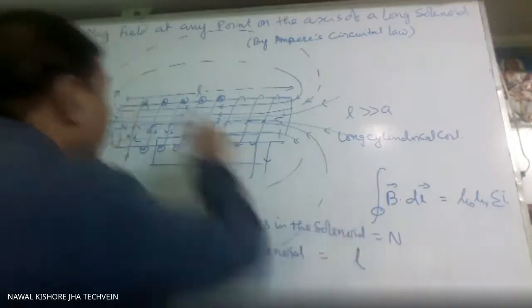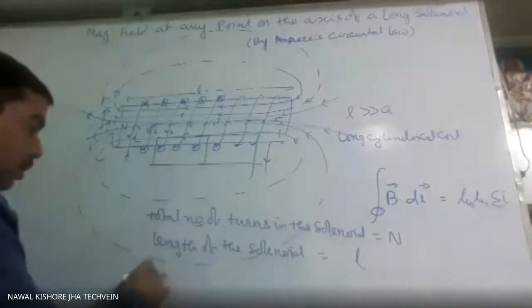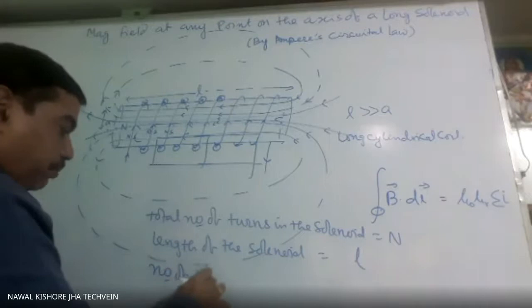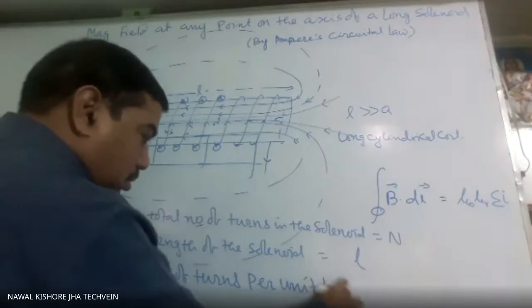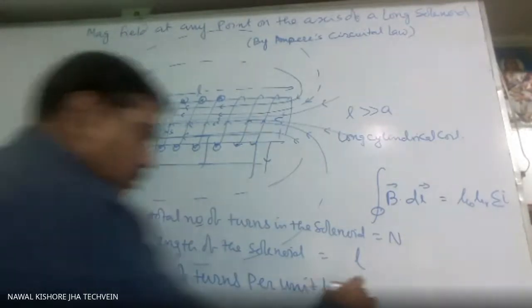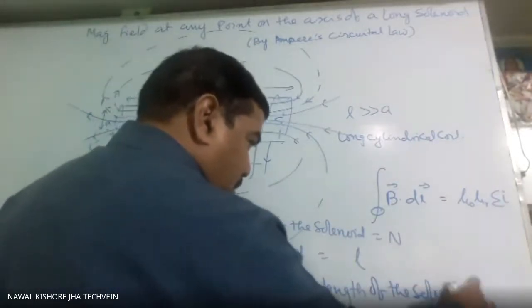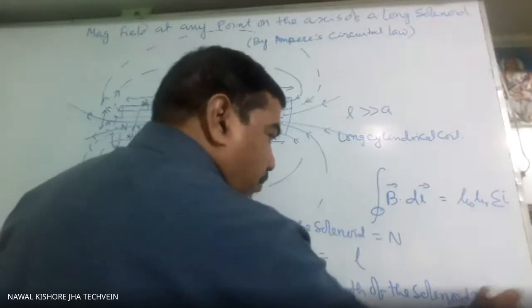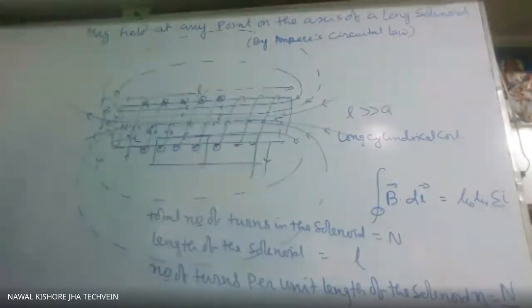Suppose this is L. We have assumed this L. Then sometimes you will not be given these two, you will be given the number of turns per unit length of the solenoid. This small n will be the total number of turns per unit length. So these physical quantities we will use here.